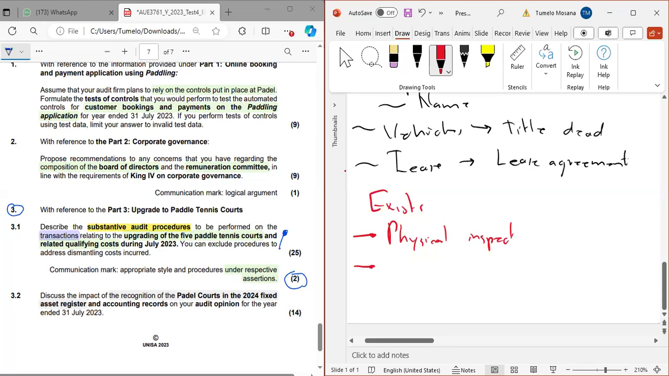Now, if you want to check whether vehicles exist and maybe they are in transit, maybe it's a logistics company, it would be impossible to physically inspect whether those vehicles are there. I would inspect the insurance documents, because those give me a clear indication whether these assets exist or not, right? A company cannot pay insurance for something they do not have, right?